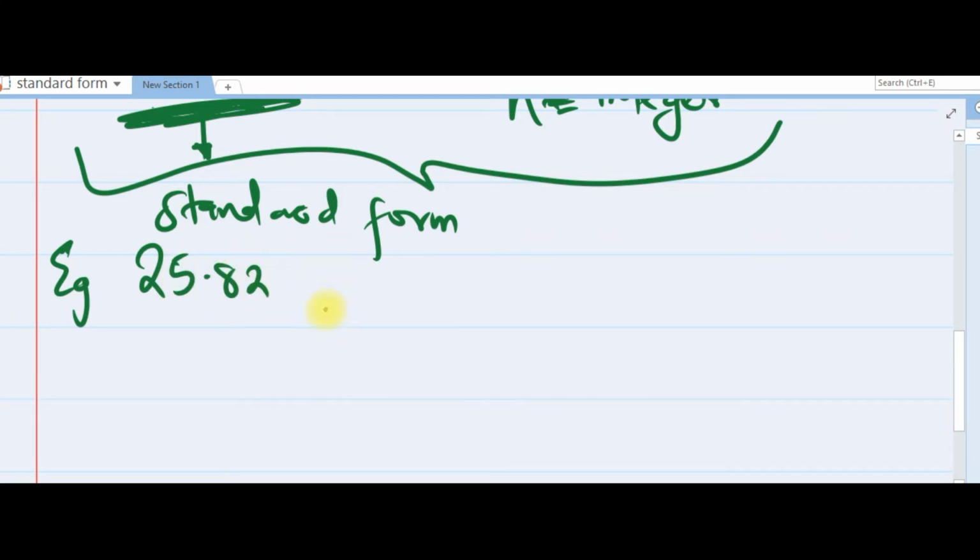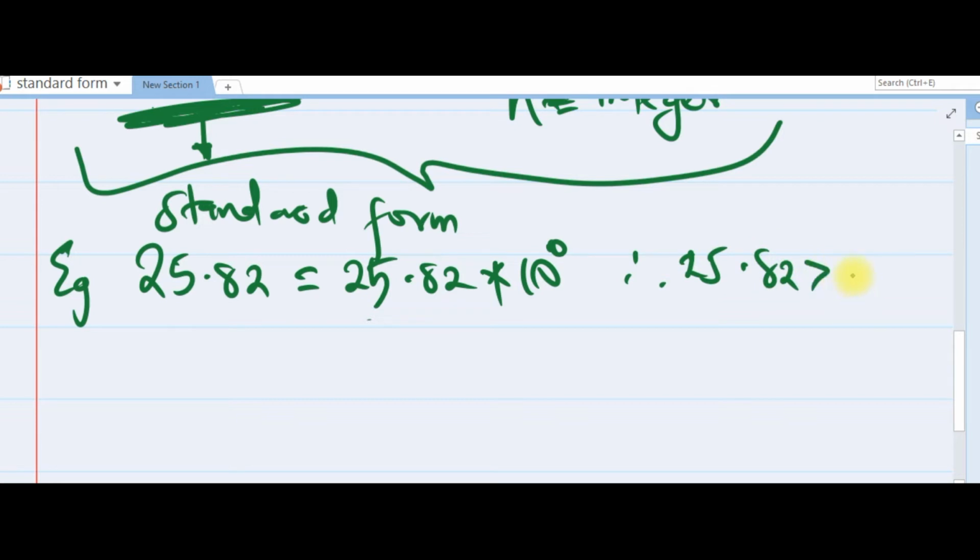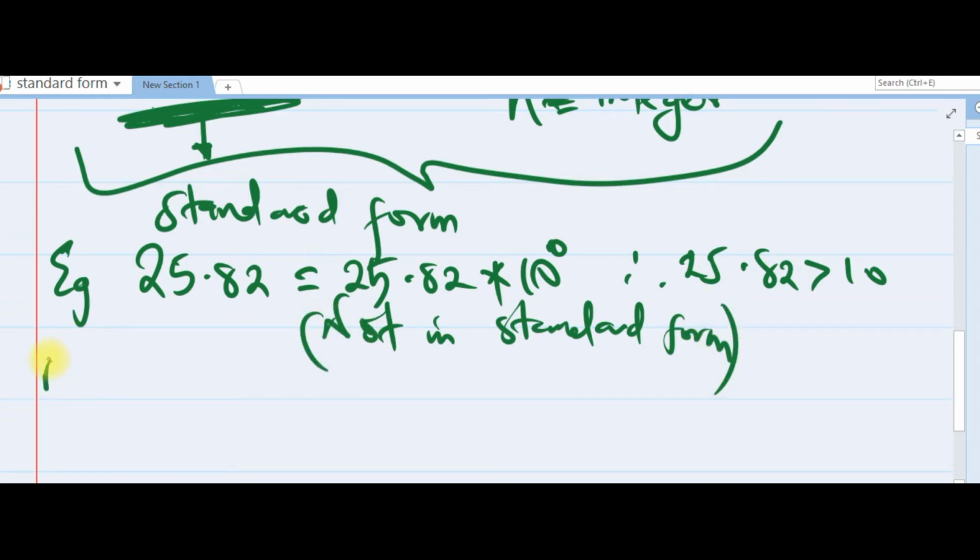258.2 is not in standard form because you can write it as 258.2 times 10 raised to power 0. Here, n is satisfied, n is an integer, but a is not. Remember, 258.2 is greater than 10. So it's not in standard form.